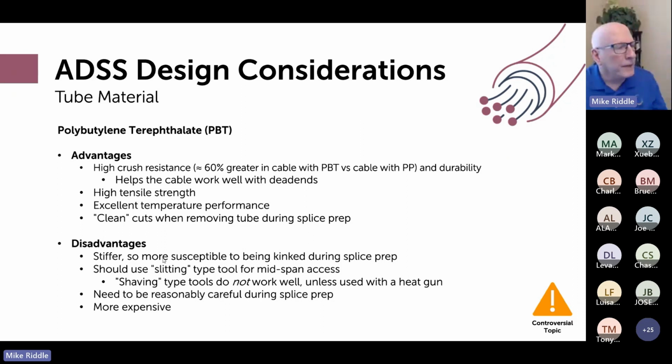It's stiffer, so that makes it more susceptible to being kinked during splice prep. And if you're doing mid-span access, there's a common tool today called a shaving type tool that works very well with polypropylene, but works very poorly with PBT. So you either need to use a slitting type tool as opposed to the shaving type tool, or you have to use a heat gun or both with it. So you have to be a little bit more savvy to work with PBT on midspan access than with polypropylene.